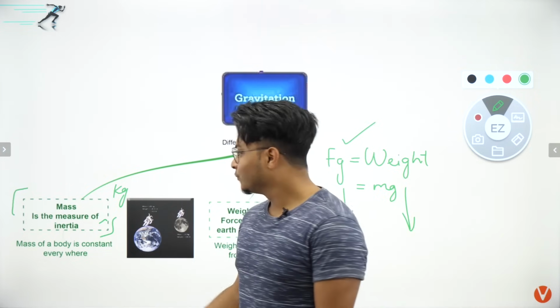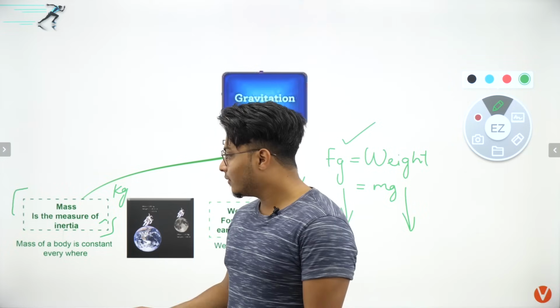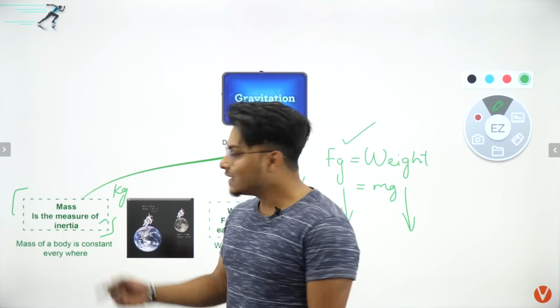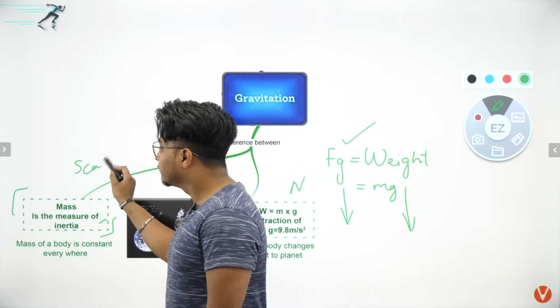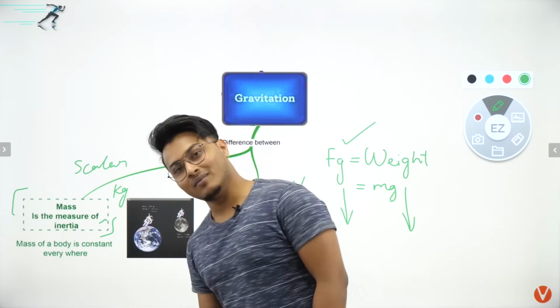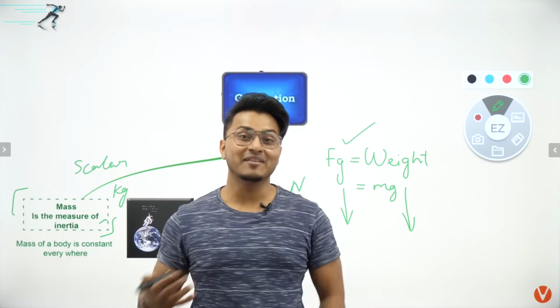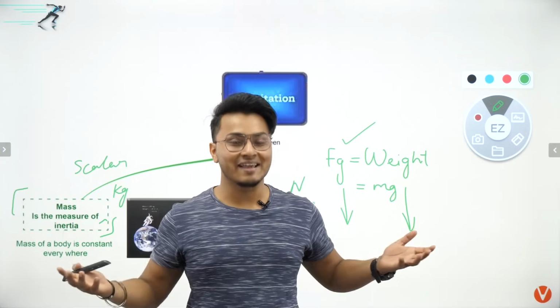Correct? बिल्कुल. Mass, अब mass पे आते हैं. Mass basically ऐसे समझे इसको, mass scalar quantity है. क्यों? Doesn't matter मैं ऐसे खड़ा हूं. Doesn't matter. My mass of the body is same. The amount of matter present in me is the same.